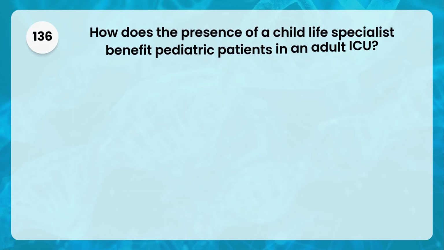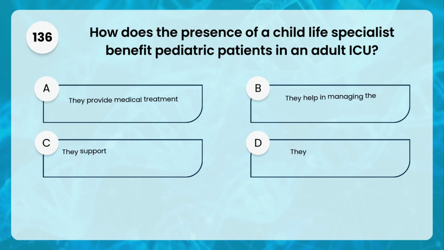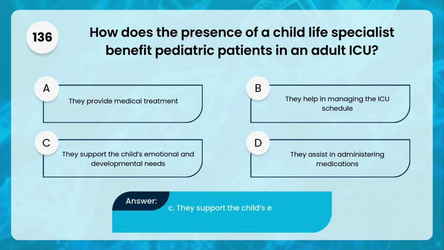136. How does the presence of a child life specialist benefit pediatric patients in an adult ICU? A. They provide medical treatment. B. They help in managing the ICU schedule. C. They support the child's emotional and developmental needs. And D. They assist in administering medications. The answer is C. They support the child's emotional and developmental needs.